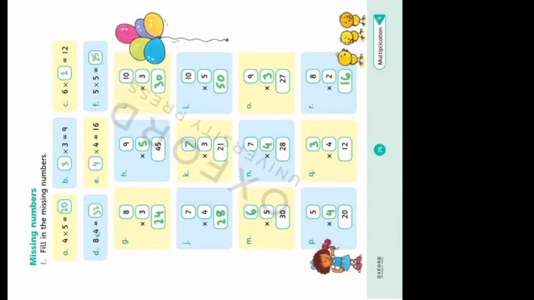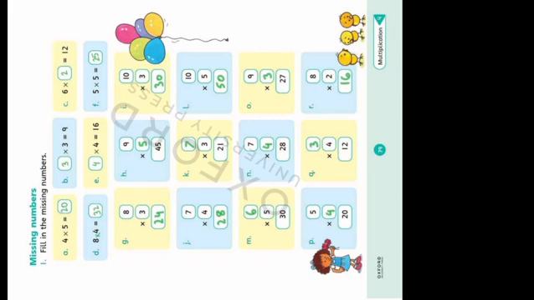On book page number 79, Missing Numbers Balloon. This page is like a fun puzzle where we have to find the missing numbers. The numbers are hidden inside the colorful balloons. Let's solve them together. In question A, we have 4 times 5 equals 20. So, the missing number is 20.